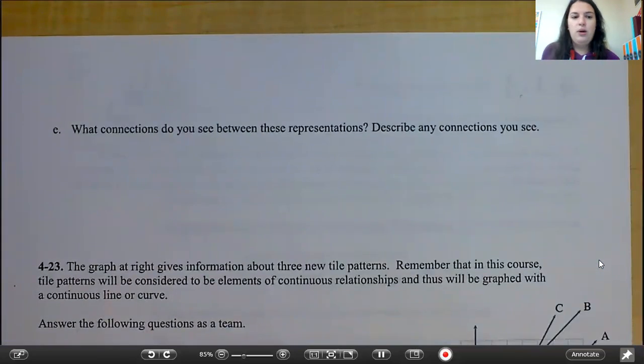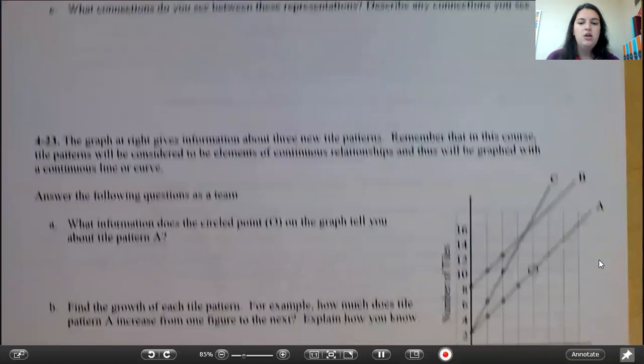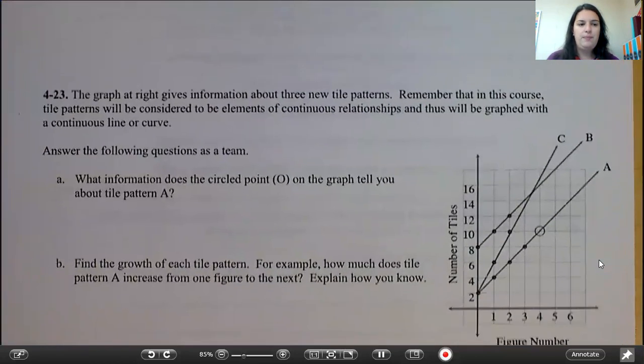I'm sorry. You have part E as well. What connections do you see between these representations? Describe any connections you see. So go ahead and answer that one. And if you're back with me, you've answered part E. Like I said, we're going to save 422 and talk about it in class. So we're going to move on to 423.